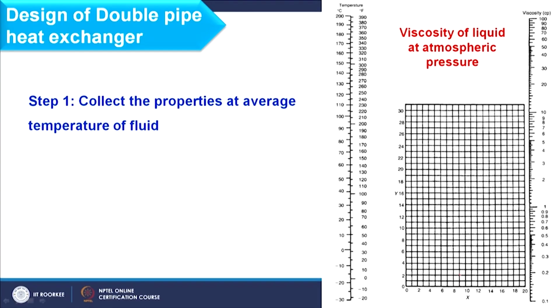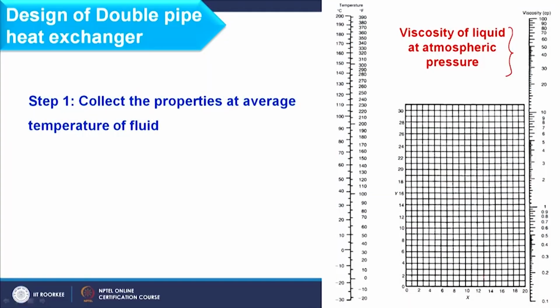So, if you know the average temperature, you can collect the physical properties. Okay. Now, how will you collect the physical properties? First of all, let us discuss the viscosity of liquid at atmospheric pressure. Okay. Now, as far as the properties are concerned, what properties do you have to collect? When you have to make the energy balance between two fluids, that is mCp dt, you have to collect the specific heat of the fluid.